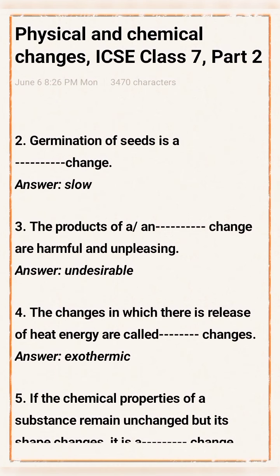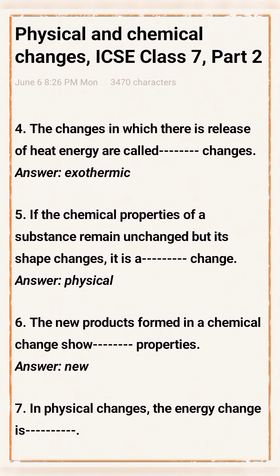Next, the products of a dash change are harmful and unpleasing. Answer: undesirable. Next, the changes in which there is release of heat energy are called dash changes: exothermic changes. Next, if the chemical properties of a substance remain unchanged but its shape changes, it is a dash change. Answer: physical. Next, a chemical change forms a new product with a new property.